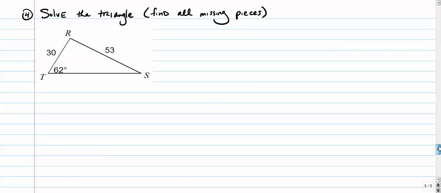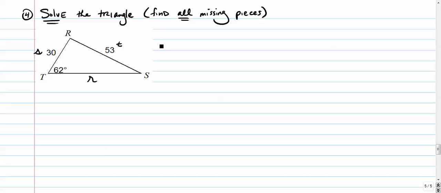The most involved one is when the directions ask you to simply solve. Solve is kind of a vague word, but it means very specific things in mathematics. It means that you need to find everything that's missing. Okay, so we've got two sides and an angle that's not in between them. So this is definitely law of sines. We're using different letters here, but that's okay. Capital T, lowercase t, capital R, lowercase r, capital S, lowercase s.